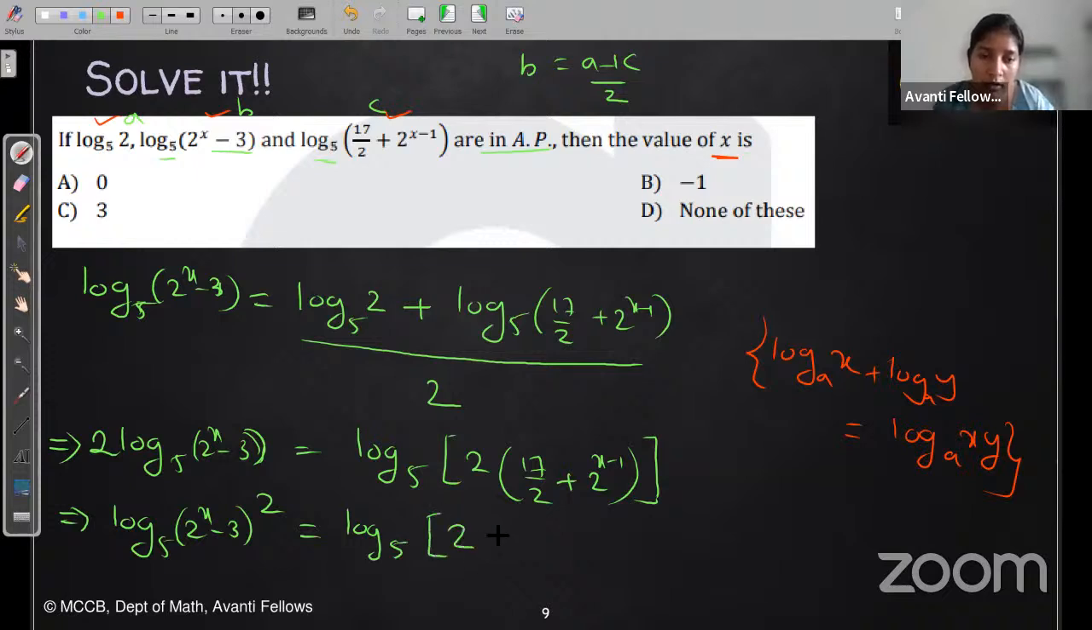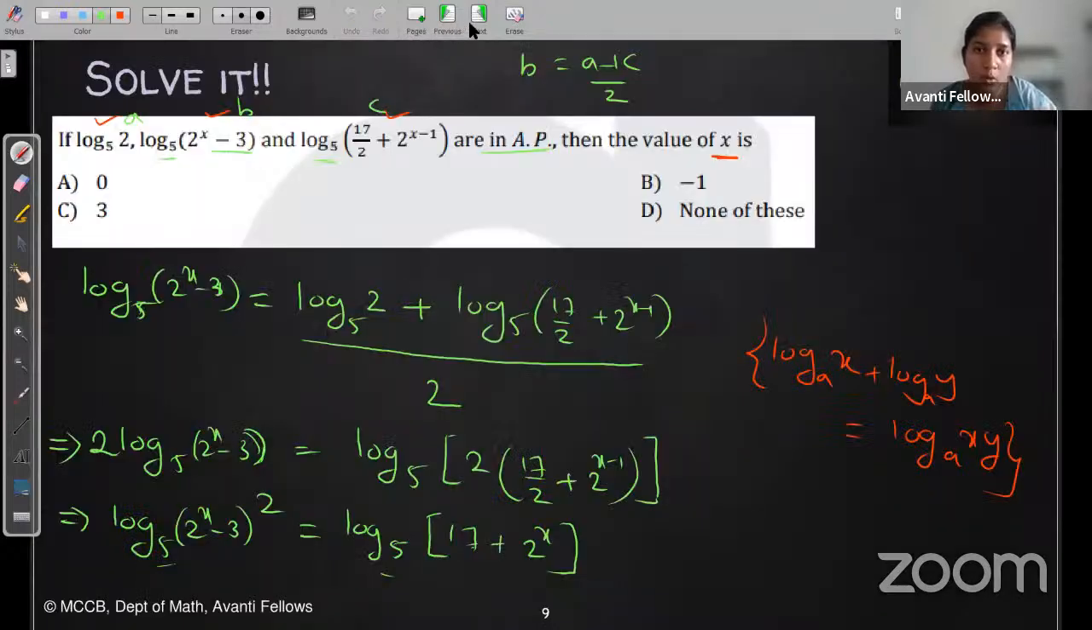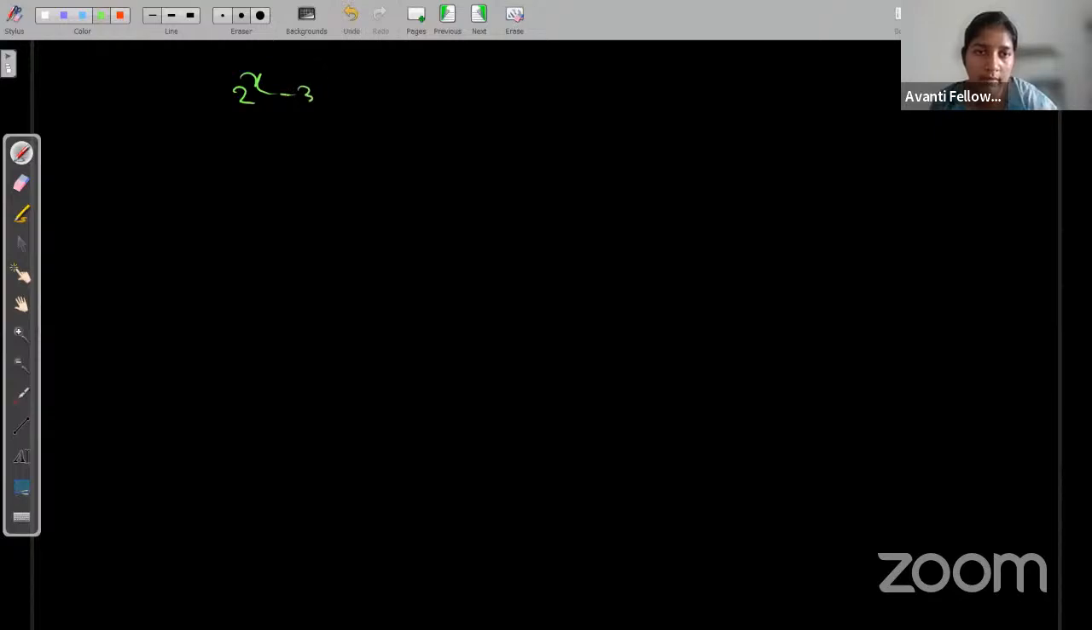So this is going to be 2 into, I'll multiply 2 inside the bracket, I will get 17 plus 2 raised to x. Now I have log on both sides. Whenever I have a log on both sides with the same base, I can equate the argument values. So when I equate the argument values, I will get 2 raised to x minus 3 whole square is equal to 17 minus 2 raised to x.